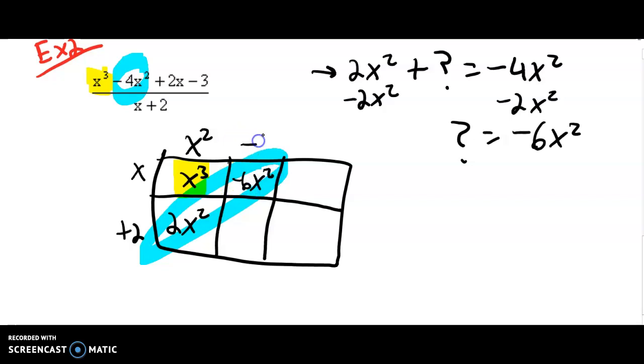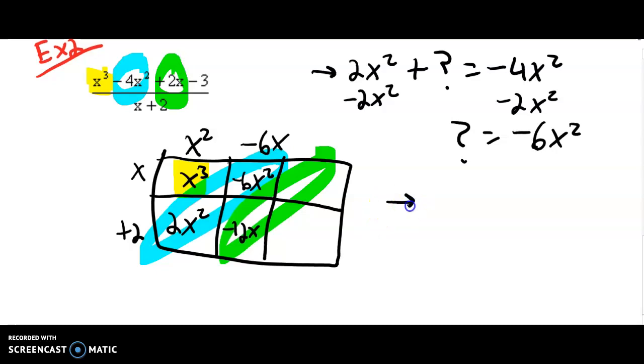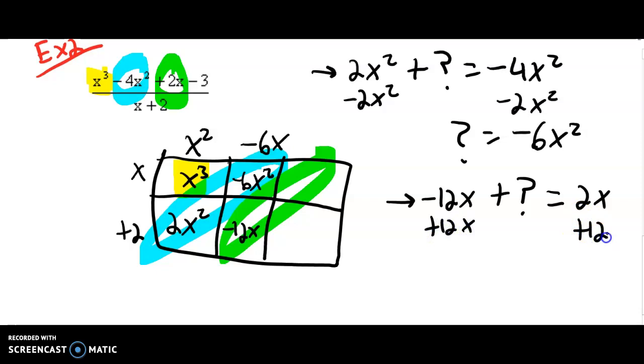Take out a negative 6x. Negative 6x times 2 is negative 12x. I need these diagonals to add up to positive 2. So I have negative 12x plus what is 2x, add 12 to both sides. So my what is 14x. We're going to go here.